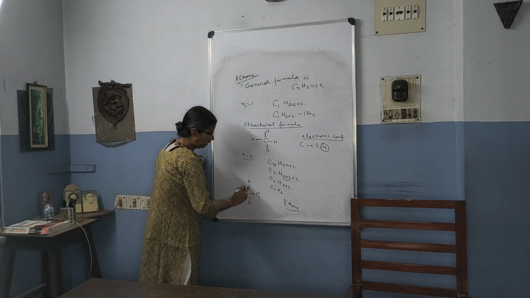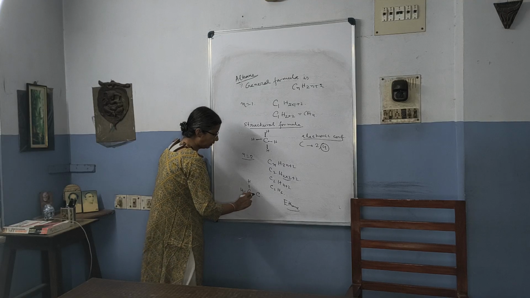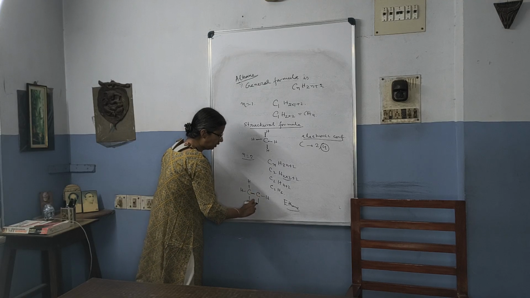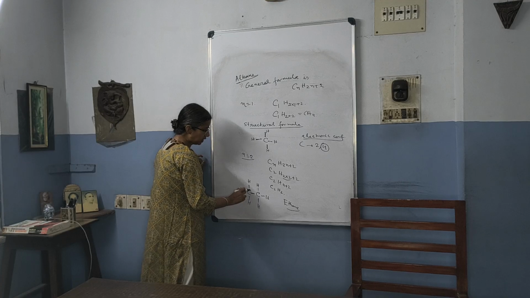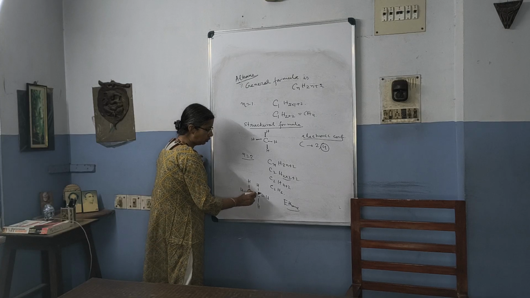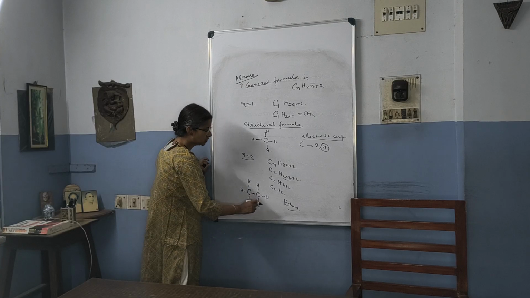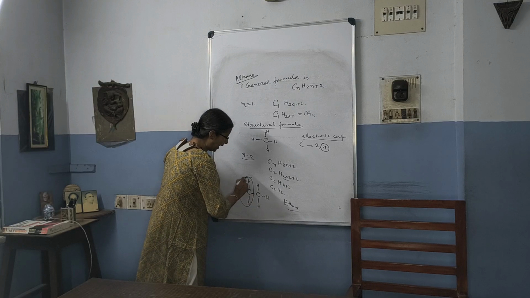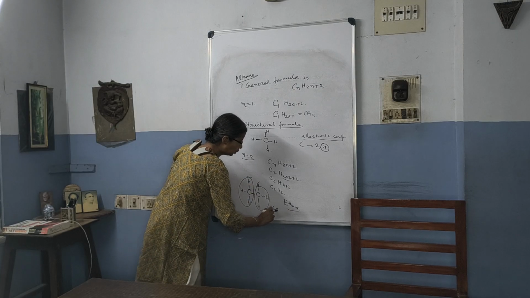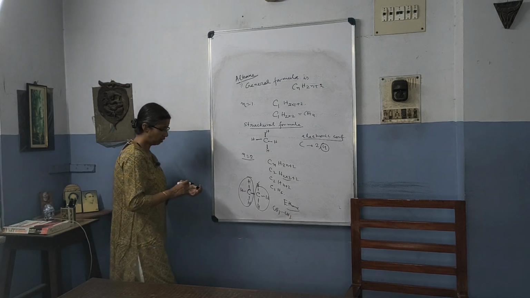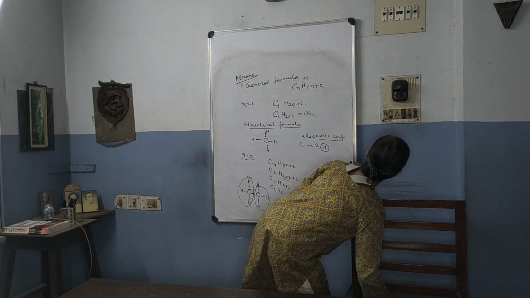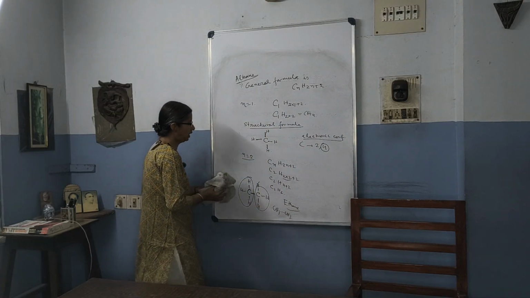See 1, 2, 3, 4. For this carbon, it is very important to count like this: 1, 2, 3, 4. For each carbon you should count 1, 2, 3, 4. Again for this carbon it is 1, 2, 3, 4. Okay, so we get the condensed formula as CH3, dash CH3. Got it?